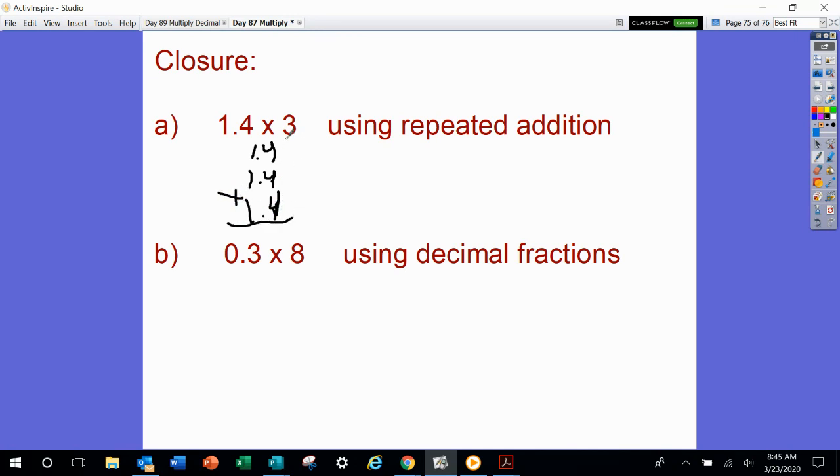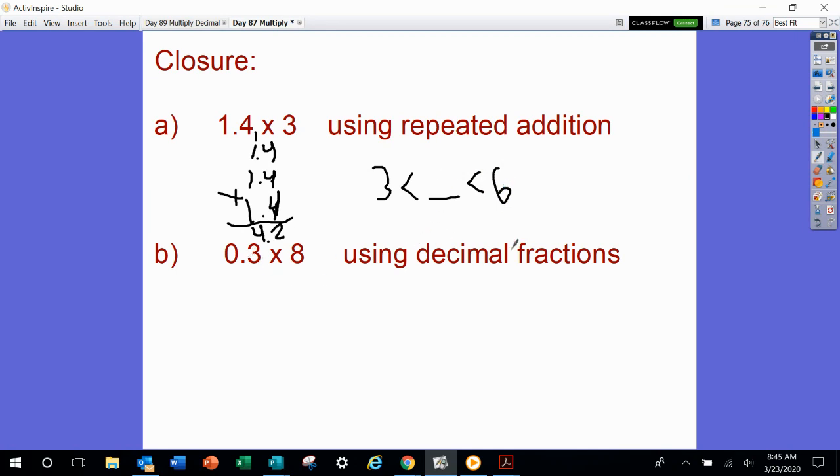So here we go. 4 plus 4 plus 4 is 12. 1 plus 1 plus 1 plus 1 is 4. 4 and 2 tenths. Let's see if I estimate. This is close to 1. This is 3. 1 times 3 is 3. If I had rounded to 2, 2 times 3 is 6. My answer is between 3 and 6, so I'm good.